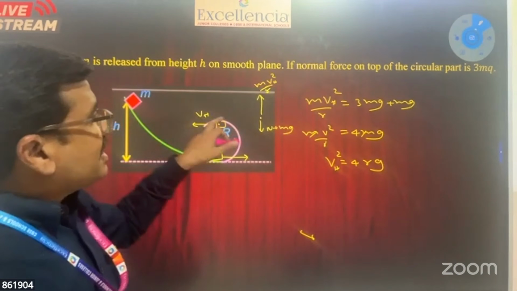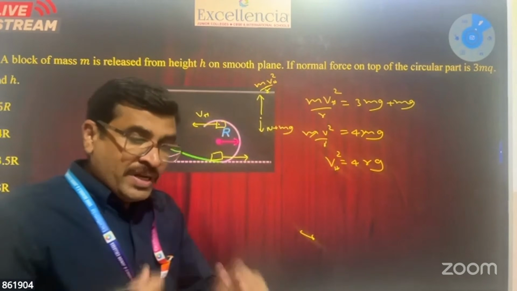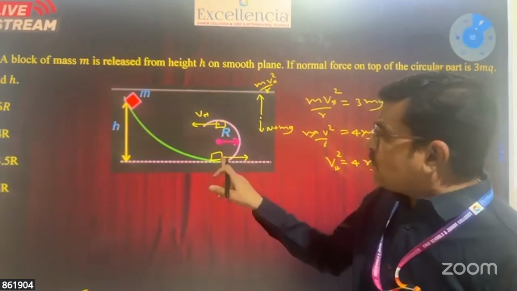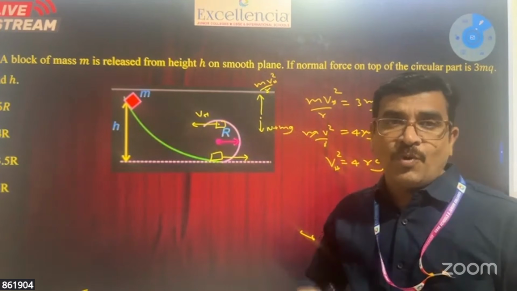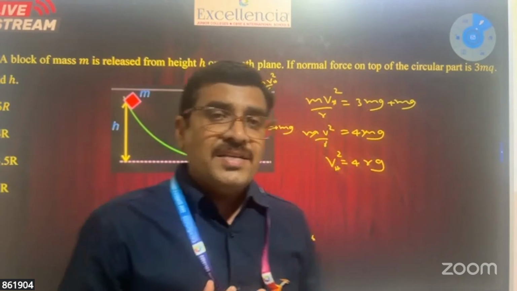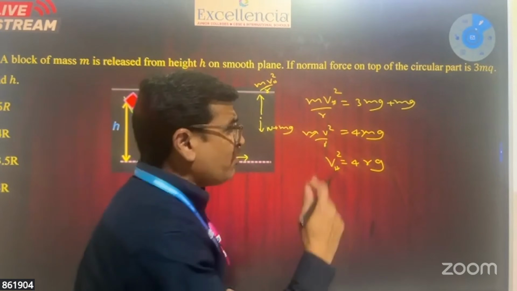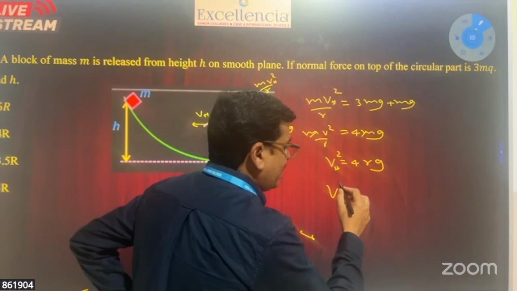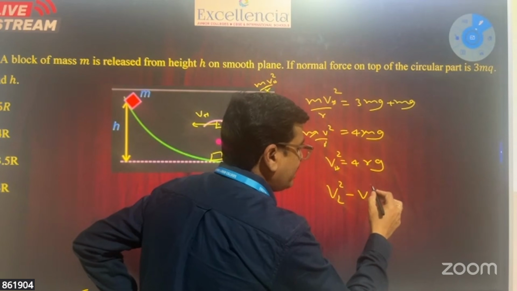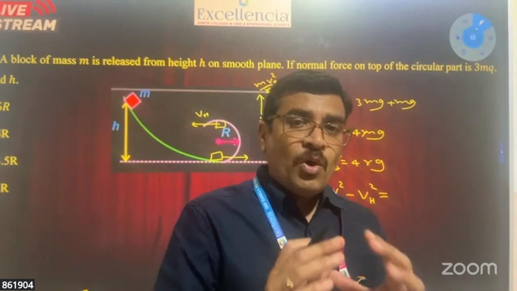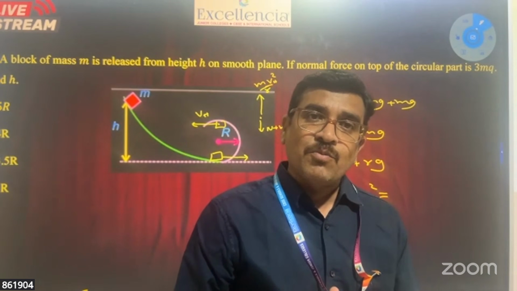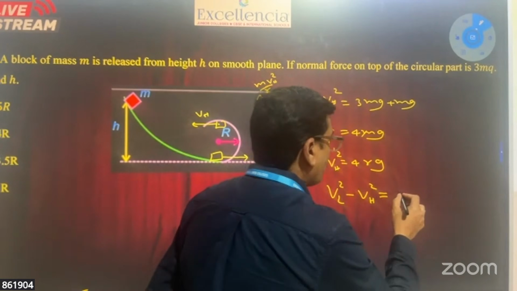So this is the velocity at the highest point. Fine. Now with respect to the lowest point and the highest point, we have the relation that VL square minus VH square must be equal to 4rg. So VL square minus VH square, the difference of velocities at the lowest and highest point in vertical circular motion, is equal to 4rg.